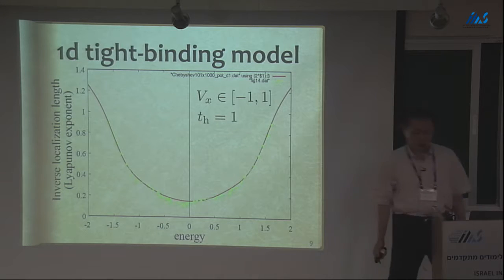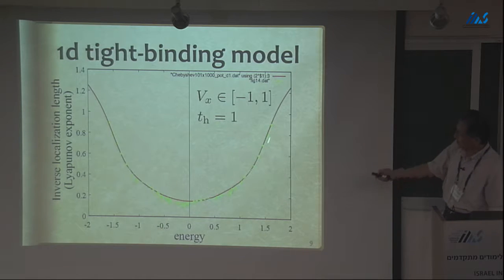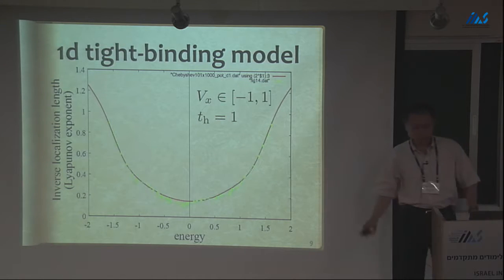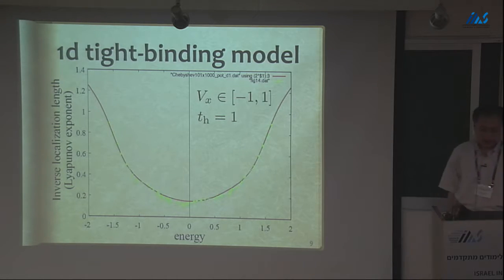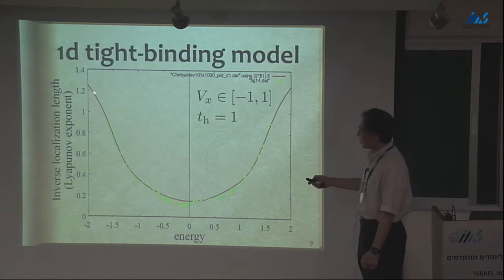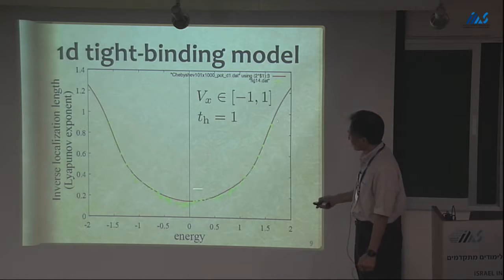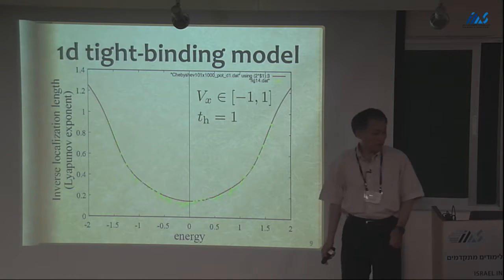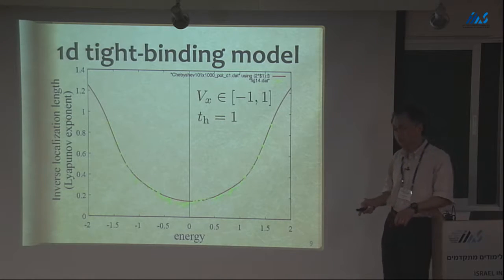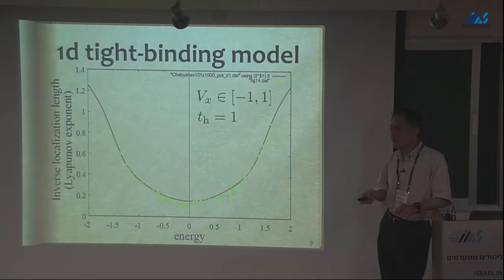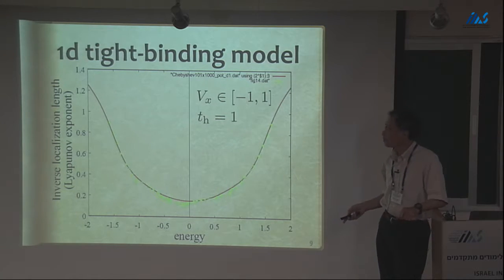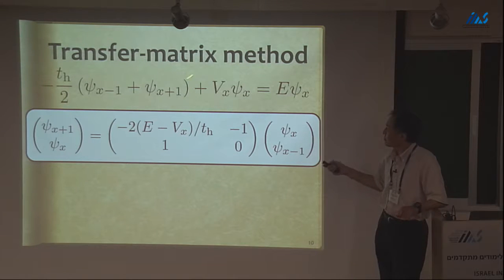Okay, so this is the basic behavior of the inverse localization length for a tight binding model with a random potential. I'm going to show you how I computed these curves, but typically, if you don't use the methods I found, what you could do is the transfer matrix method.